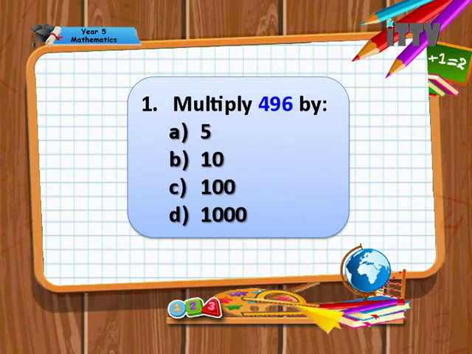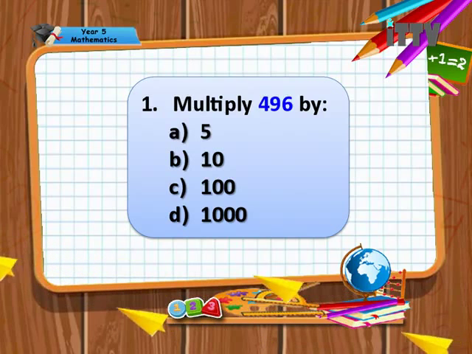Moving on to our next segment, I have some questions for you to try at home. Grab your pen and paper ready? Got it down already, everybody? Now let's copy the first question. Multiply 496 by A, 5, B, 10, C, 100, and D, 1000. Quickly, gotten the number down? 496 and 5, 10, 100, and 1000. Okay? Now, try this at home.